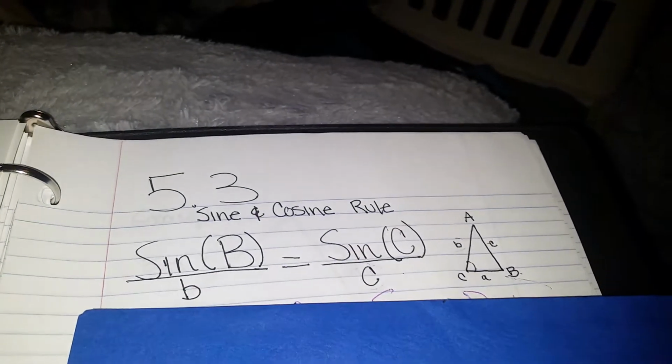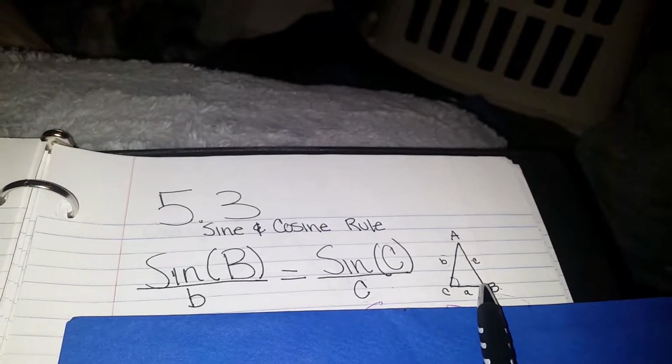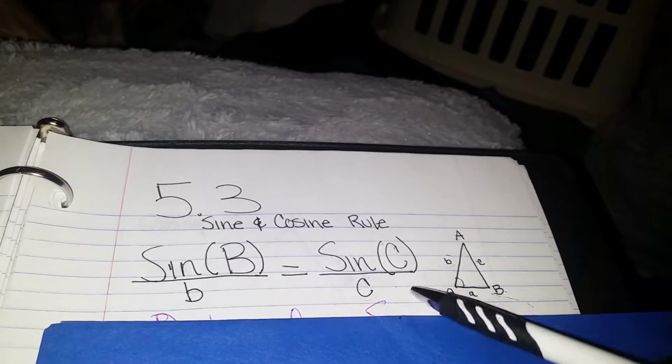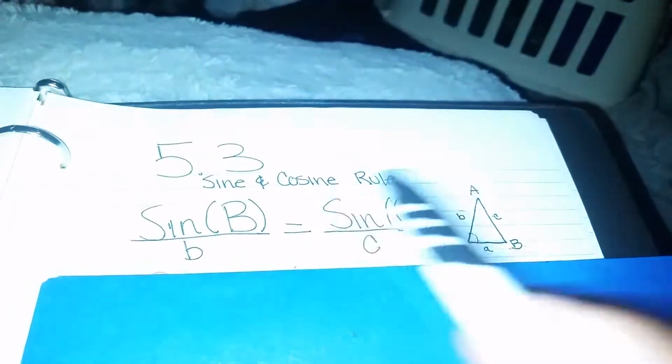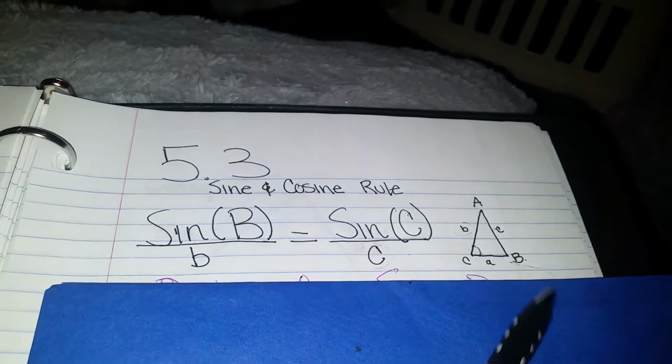Okay, so we are covering 5.3, which covers sine and cosine rule. This is the equation for sine rule, which we'll start with first. A couple key things to note is that sine of b is always going to refer to the angle in which b is referring to, and respective angles alike, and the little letters are always going to refer to the side lengths in which we are referring to.